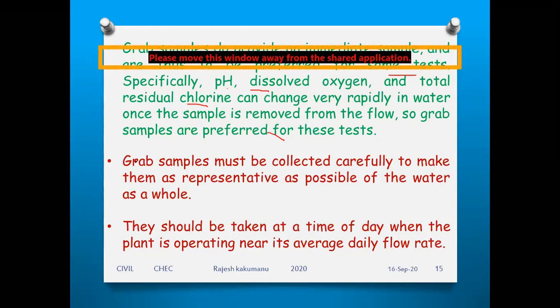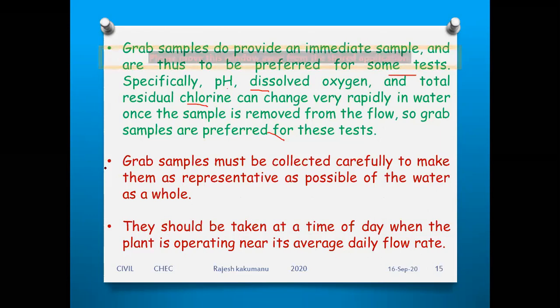Next, they should be taken at a time of day when the plant is operating near its average daily flow rate. So we have to take the daily observations at the time of day when the plant is operating near the average daily flow rate. So we have to check the average daily flow rate whenever we take the samples for the inspection.